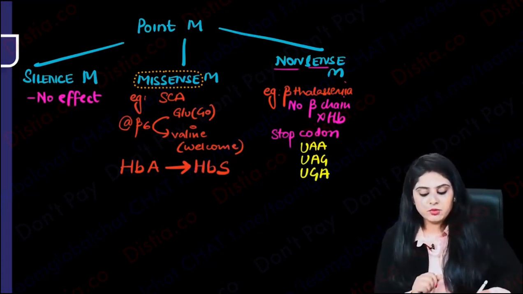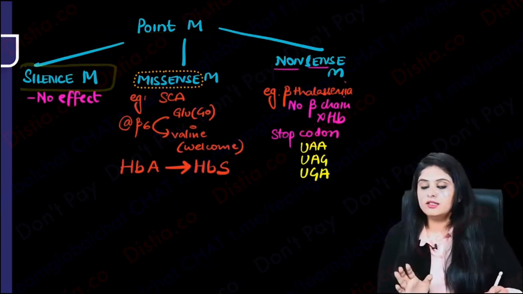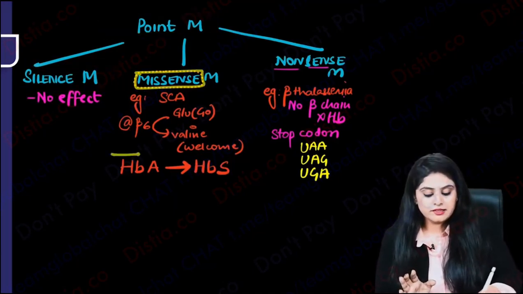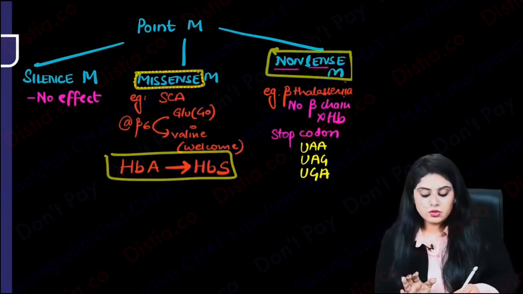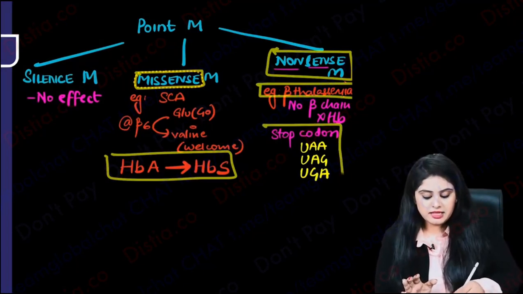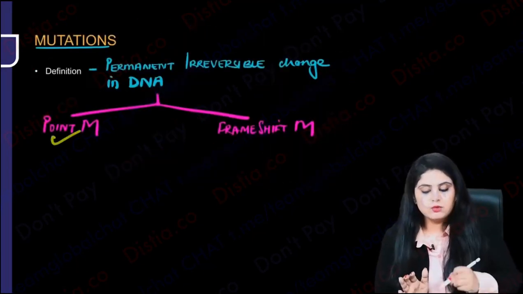So these are the 3-point mutation flashcard for all of you. Either it's not going to result in any change, so silent mutation, or it's going to change the entire sense, like in a case of sickle cell anemia, or it will stop the production altogether, in a case of beta thalassemia. That is going to be because of a stop codon. So this was the first one that you had to do, point mutation.